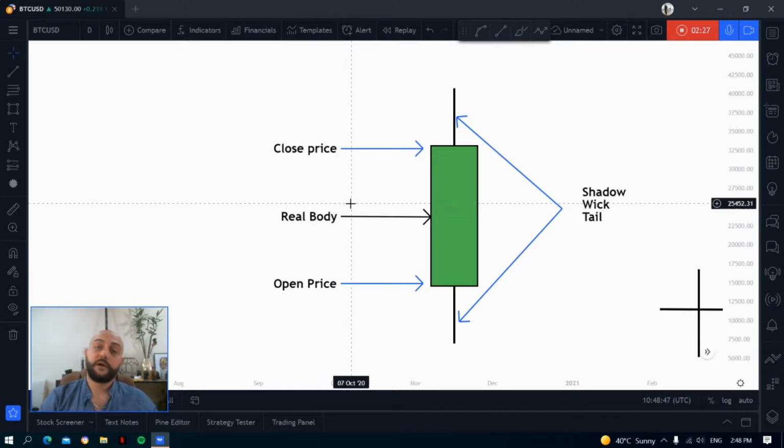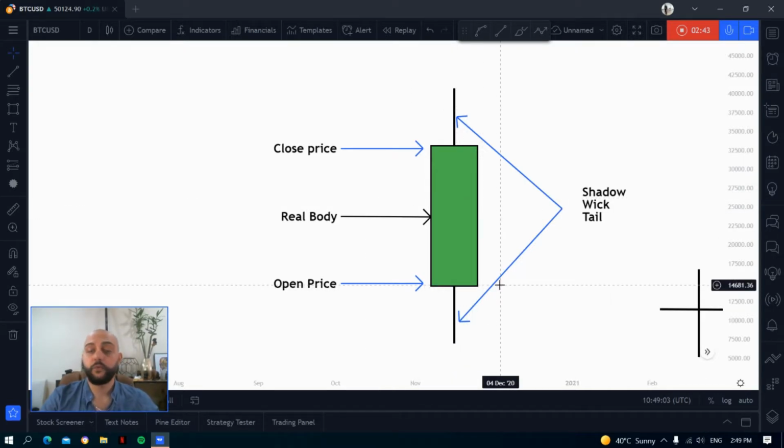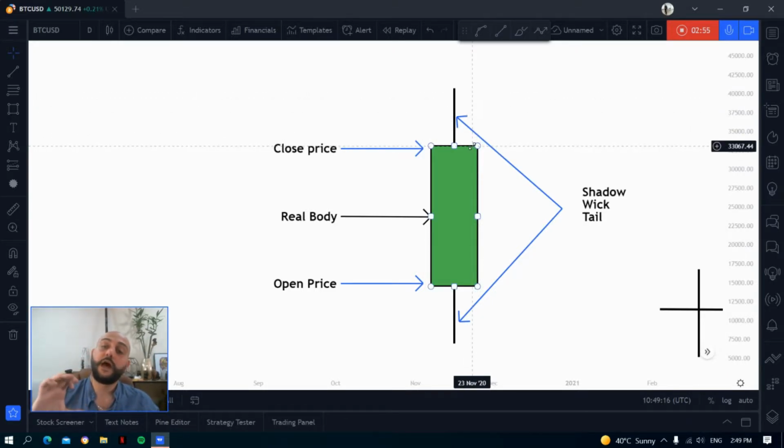We have a second part of the structure, which is called the shadow or wick or tail. It's up to you what you want to call it. This represents how much the market pushed, but wasn't able to close. Now, what do I mean by that? Let's say, like I said, the market opened here at $1, and the market moved up all the way to $50 and reached here, but the market wasn't able to close at $50, so it dropped all the way back here to $40, and that's where the hour ended.